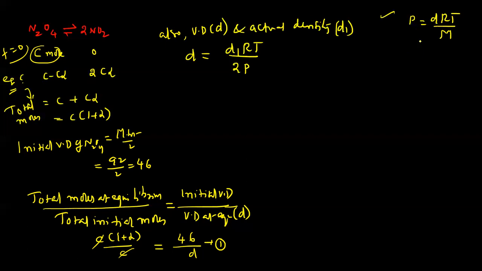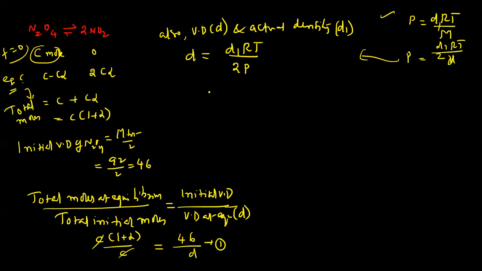If you consider that the actual density is D1, then this will be written as D1 RT by M. But we know what M, the molecular weight, is. Molecular weight is equal to 2 into vapor density. So it will become D1 RT by 2 into vapor density, symbol D, small d only. Upon rearrangement, you will get this expression, that is D is equal to D1 RT by 2P.